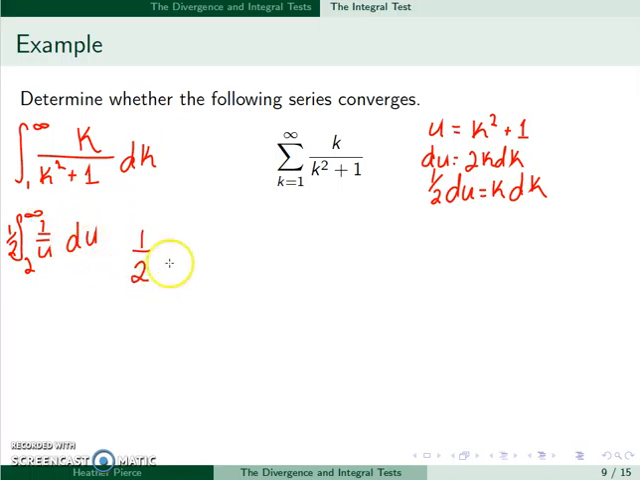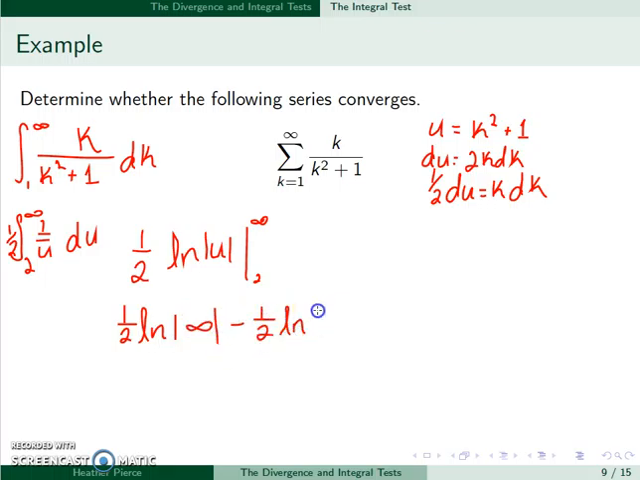So this integral looks like 1/2 ln of the absolute value of u, going between 2 and infinity. And we can see that 1/2 of the natural log of infinity minus 1/2 ln of 2, well, as our values get bigger and bigger and bigger, natural log also gets bigger and bigger and bigger. So infinity. So this will diverge, since my integral diverges.